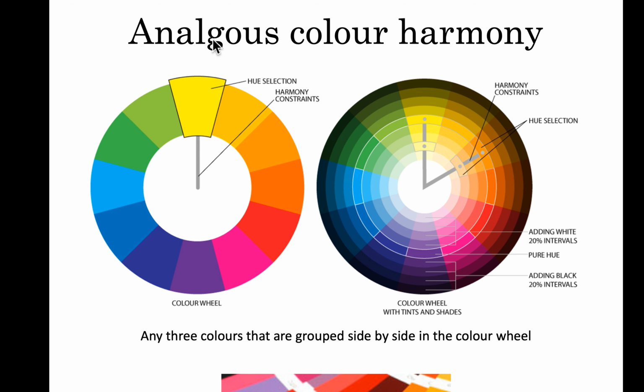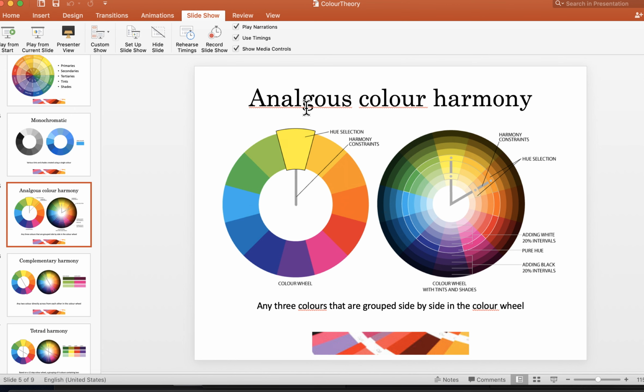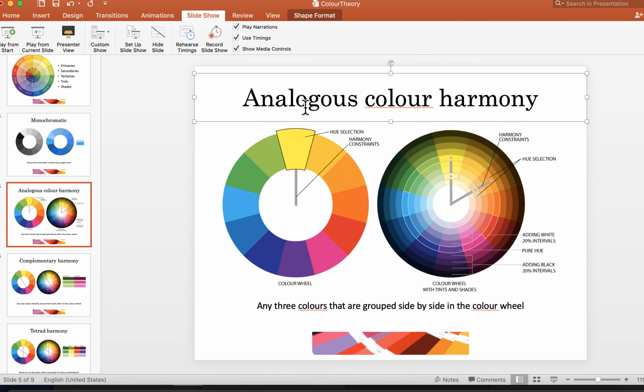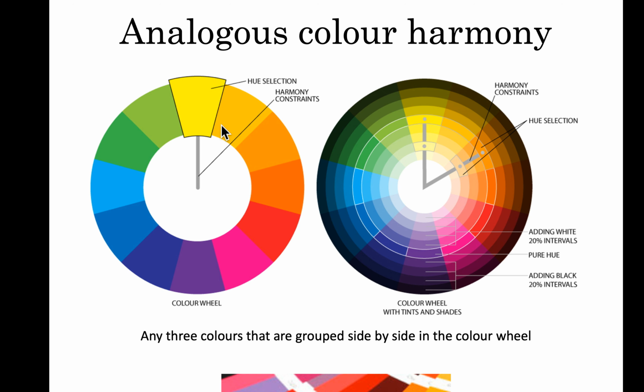Now we have analogous. Let's see if we spell that right. I'm actually going to escape here for a second. It is actually spelled analogous color harmony. And here we have 3 colors side by side on a 12-point color wheel. So if you're going to choose an analogous color harmony or color theme or color scheme, you want 3 colors side by side on a 12-point color wheel.